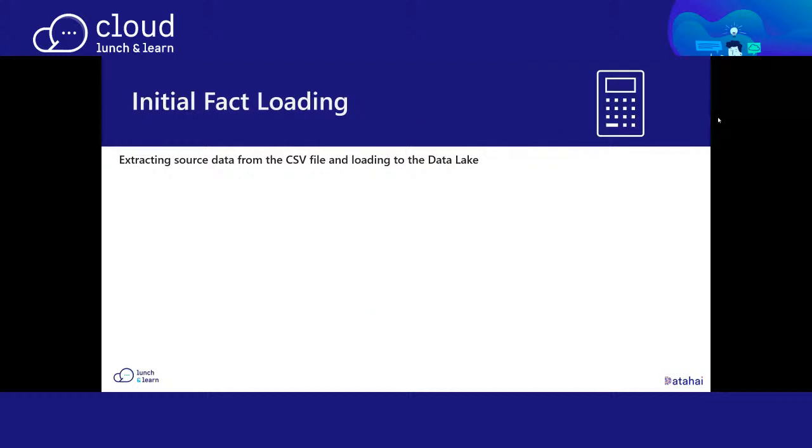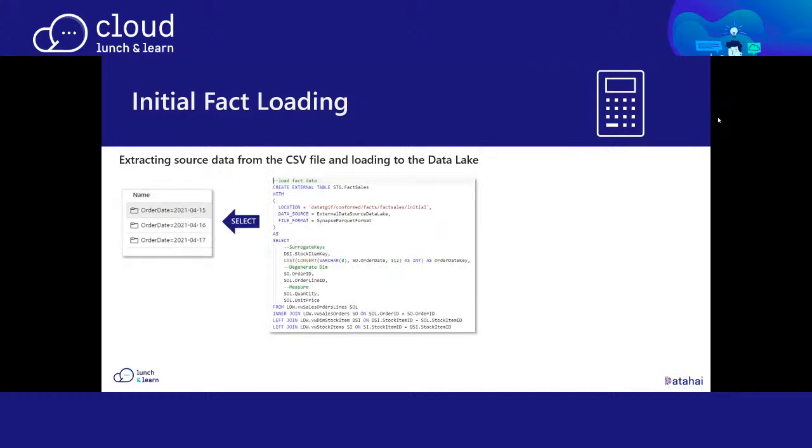So for the fact loading, we're following the same process. Now, our source data is in a folder structure, and we'll come on to this when we go through the demonstration. But ultimately we are loading all of that data from our sales order lines and sales order views, and we are saving and pushing that data out as Parquet to the data lake.